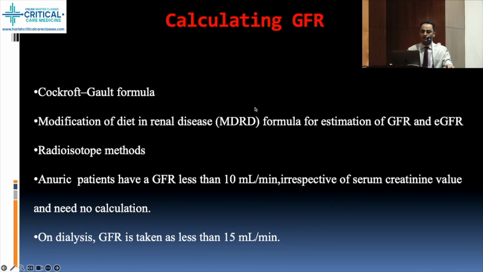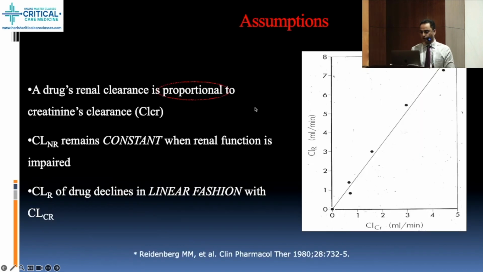First, understanding creatinine clearance and adjusting the dosage based on it is based on many assumptions. We need to understand that a drug's renal clearance is proportional to creatinine clearance. This is the first assumption we are making. We calculate creatinine clearance and assume meropenem clearance is the same as the creatinine clearance. That is the first assumption, and that is wrong. Next, non-renal clearance is assumed to remain constant when renal function is impaired. So we are not considering the non-renal clearance, like excretion in the feces and the sweat.